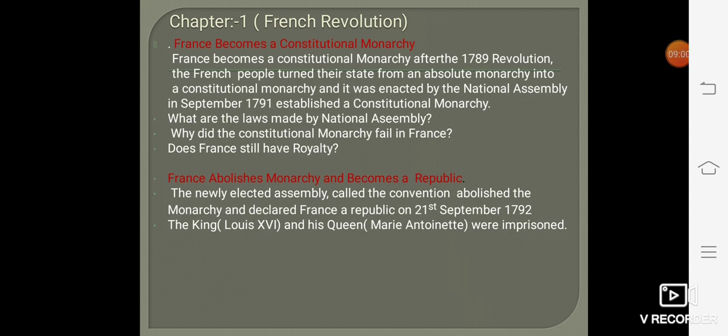And at last, why was the French Revolution a failure? In revolutionary France, the Legislative Assembly voted to establish the First Republic, and King Louis XVI and his wife Marie Antoinette were imprisoned in August 1792. Ultimately, on 21st September 1792, France abolished monarchy and became a republic.